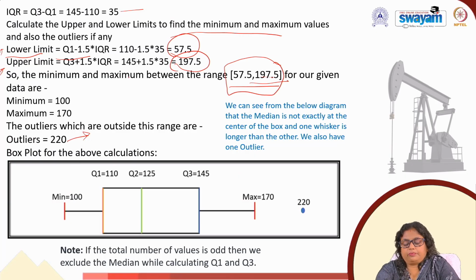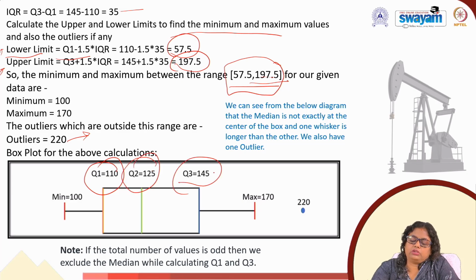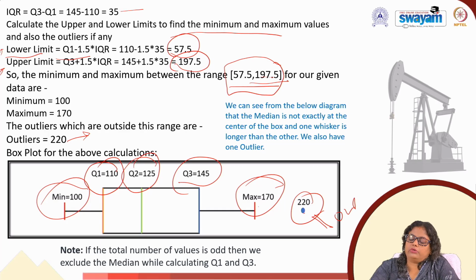The same example and calculated values we can plot on the box plot. So how can we show this? The box plot for the above calculation is shown here. Q1 is 110, Q2 we calculated as 125, and this is Q3. Then the minimum is 100, the maximum is 170, and outside this range is the outlier. So this 120 is the outlier.